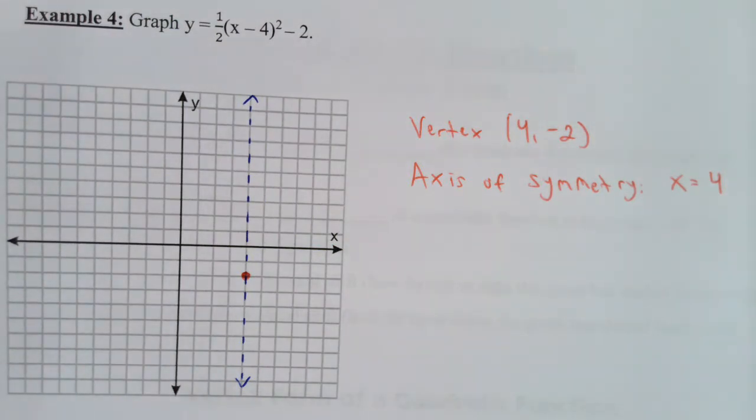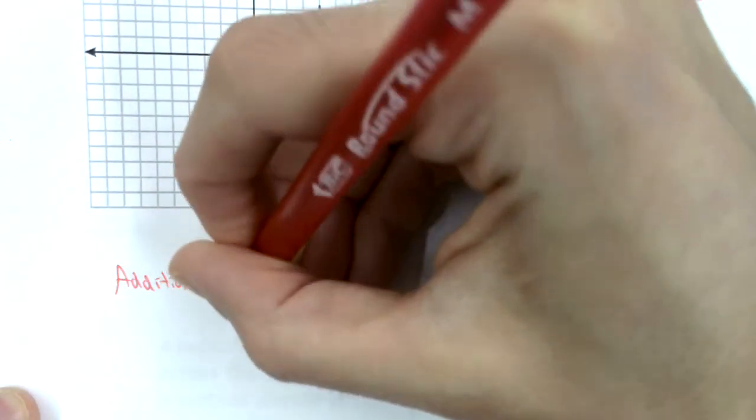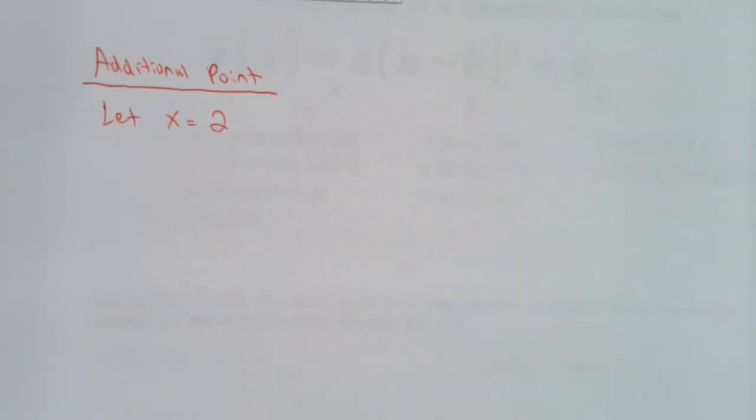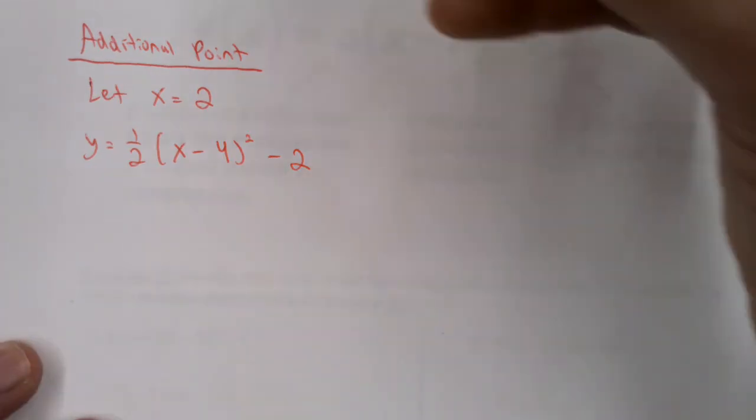All right, let's get some additional points. I'm going to go with x equals 2. That'll be my first one. You don't have to choose that, but I know that's going to avoid fractions. I'm going to recopy down the original problem again. Y equals 1/2 times x minus 4 squared minus 2. And then substitute 2 in for x.